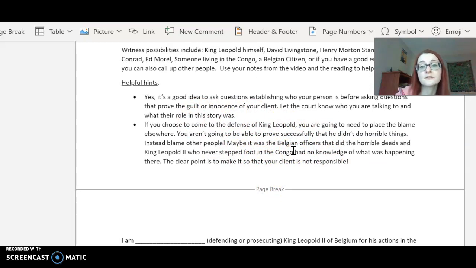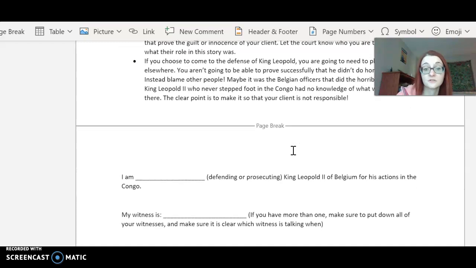Now, if you choose the defense of King Leopold, you're going to need to place blame elsewhere. There aren't that many easy ways to prove that he didn't do what he did. There's too much history there, so I would say that you need to blame other people. Maybe you blame the Belgian officers, that King Leopold really didn't know what was going on, so is not responsible. Maybe you can blame somebody like Mobutu, who later on could have caused all the problems that you see in the Congo. That's up to you if you choose to defend.